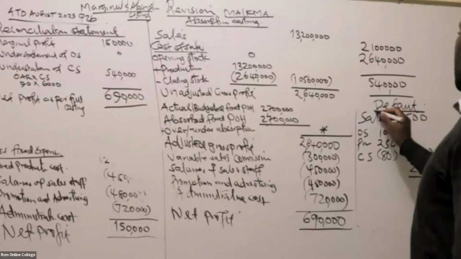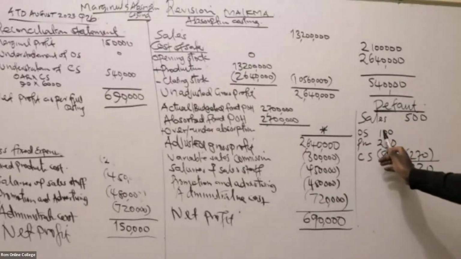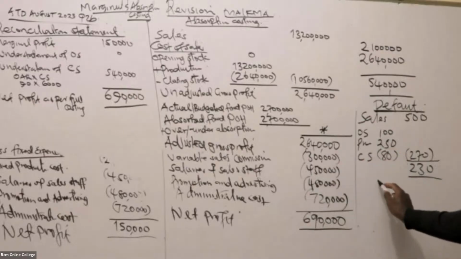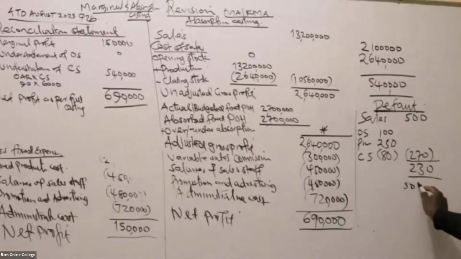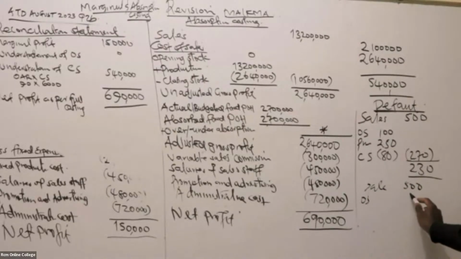Those are the default items. So if we want to interfere with the opening stock, we want to understate the opening stock. Our opening stock is 100. If you understate it, let's even take it to 60. So you have decided to remain with the sales of 500. Then opening stock, you are now having 60.